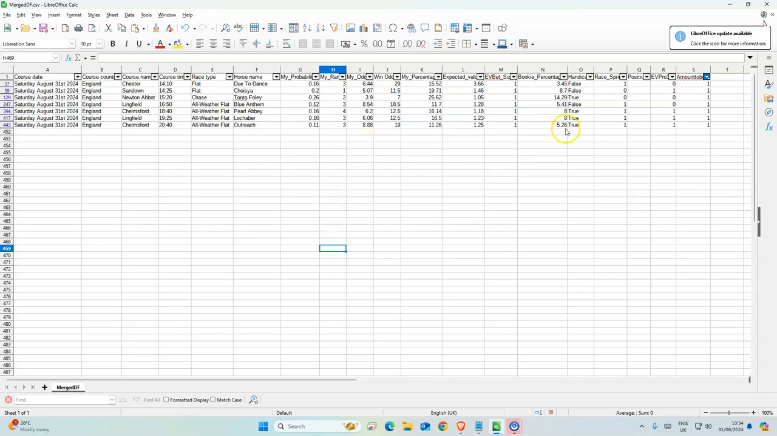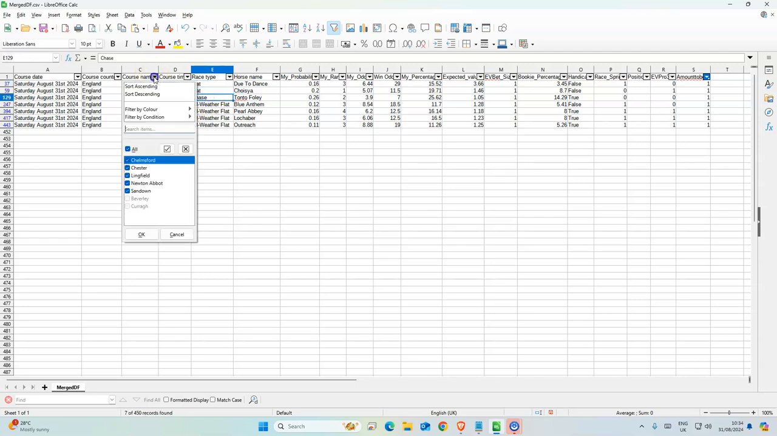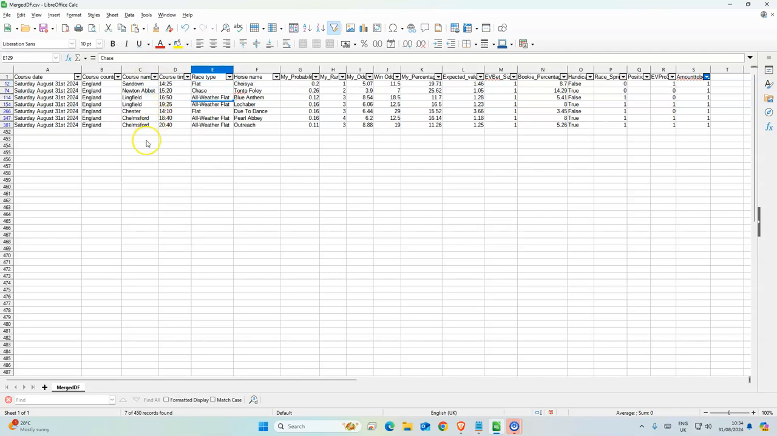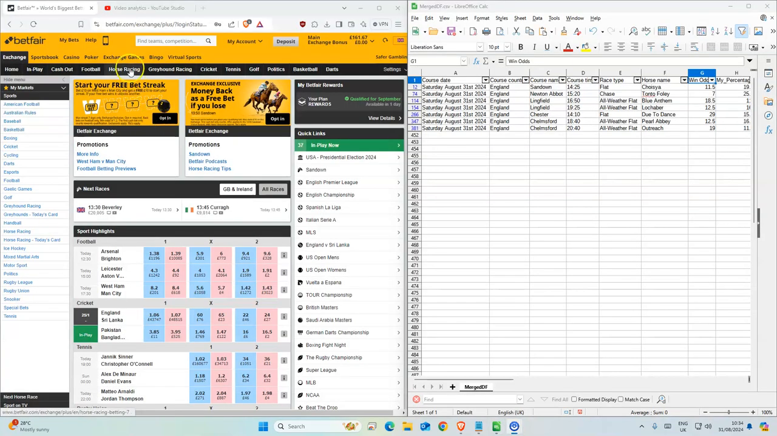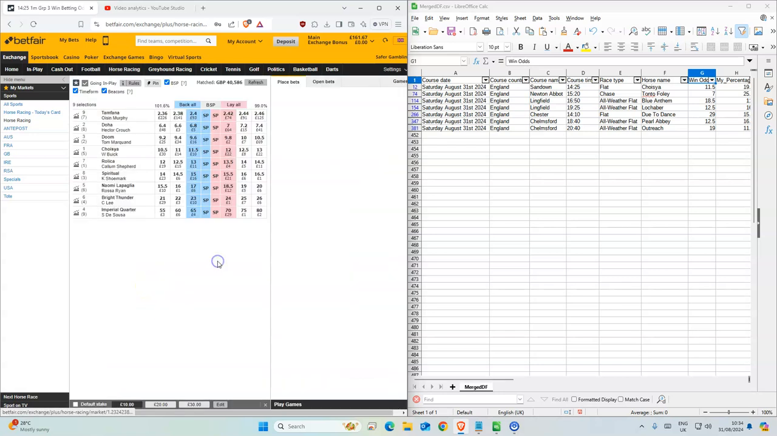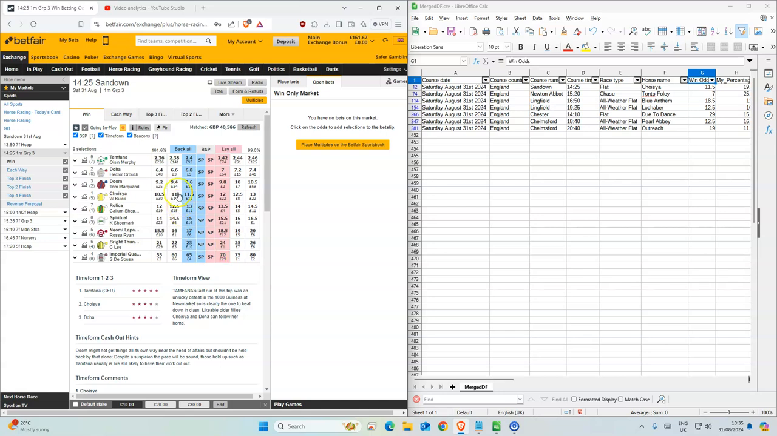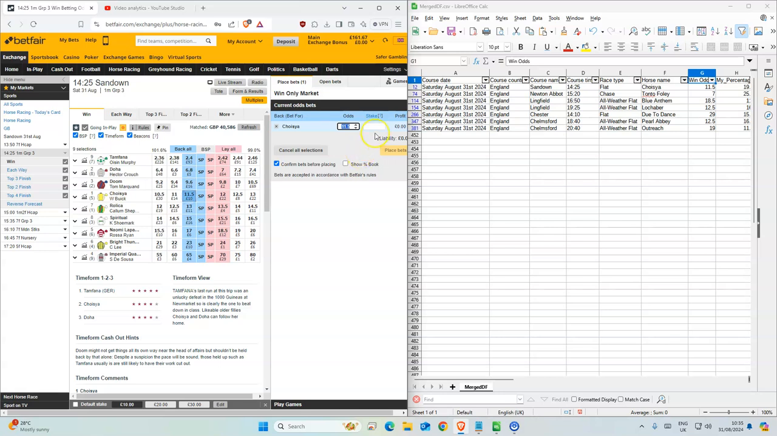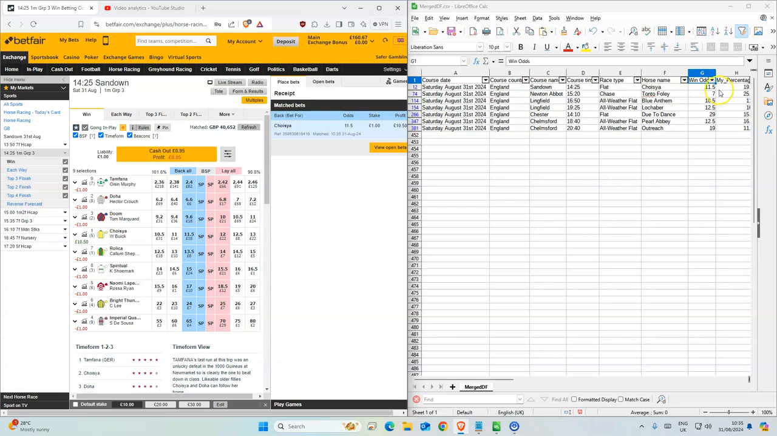Okay, so as you can see, we have seven selections altogether. Four of them are from all weather, and two from flat, and one from chase. Okay, so let's get started. The first one is from Sandown, 225. This is what we have on our model, so we'll take that.